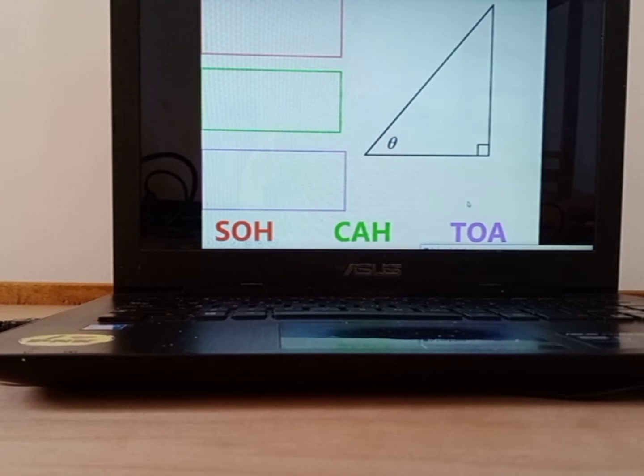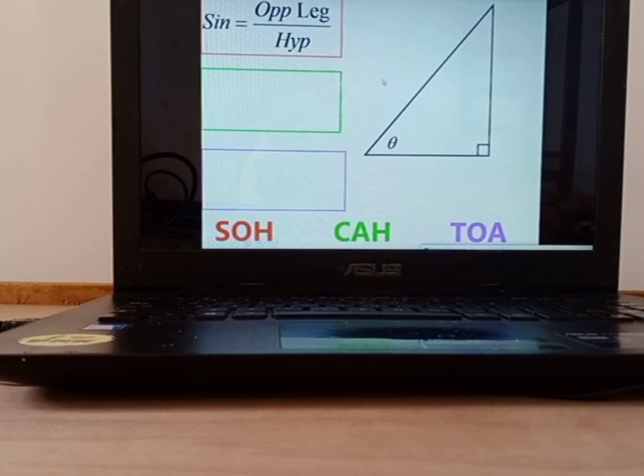So we have here the acronym SOHCAHTOA. Did you hear this acronym, class? We will have to know the meaning of SOHCAHTOA. If this is our right triangle, class, then this is our angle theta, which is our reference in order to find where our adjacent side, our opposite side, and our hypotenuse are. So let's learn what the acronym SOHCAHTOA means.